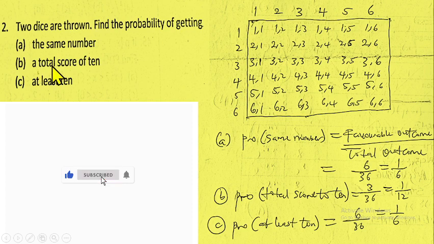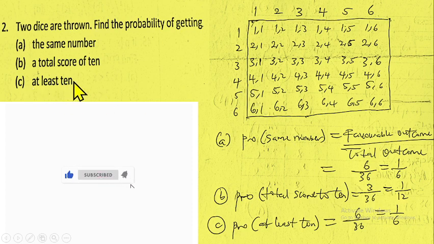Probability of getting a total score of 10. Let's get that. This is 4 plus 6 gives us 10, 1. 5 plus 5 gives us 10, 2. 6 plus 4 gives us 10. No other one can give us 10 if you add them together. So we have 1, 2, 3. So the favorable outcome here is 3 over total outcome, which is 36. That gives us 1 over 12.